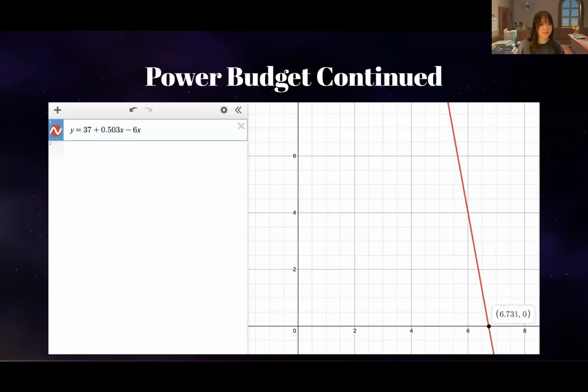So over here, we have a mathematical model, which is a very simple linear model, and it has 3 parts to it. Firstly, we have our y-intercept, so that's going to be our 37, and that will account for the amount of power from our battery voltage source. And we also have our 0.503, which will account for the amount of power that our solar panel can supply. And lastly, we have our -6, which will account for the amount of power that our Raspberry Pi and the other components combined will draw from our power source.